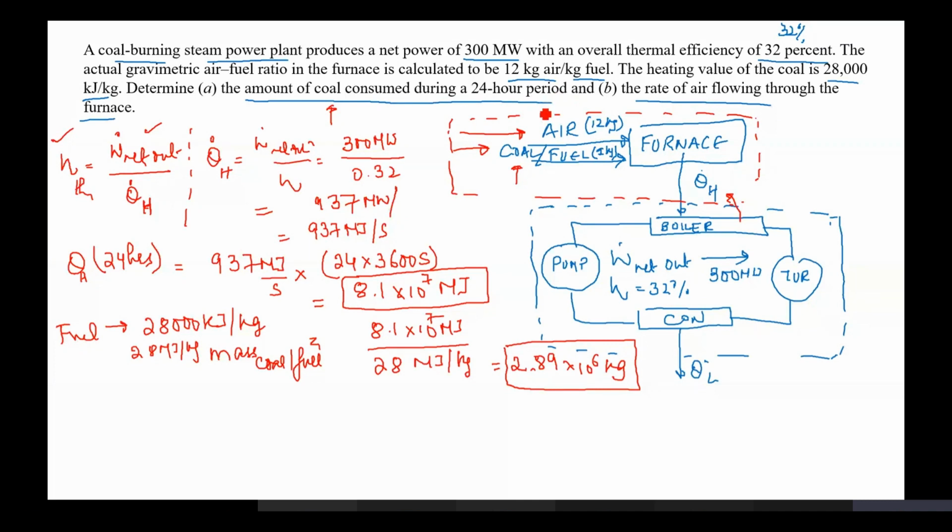Now, if I want to find out the rate at which this coal was fed for 24 hours, the mass flow rate of coal or fuel, how can I find it out? The units are kg per second. So divided by time. It is the mass, 2.89 into 10 to the power 6 kg, divided by 24 into 3600 seconds. This would give me the rate at which this coal was fed. Clear?